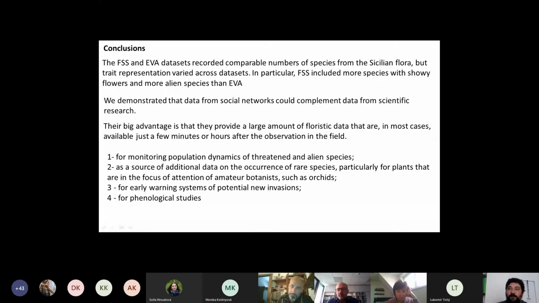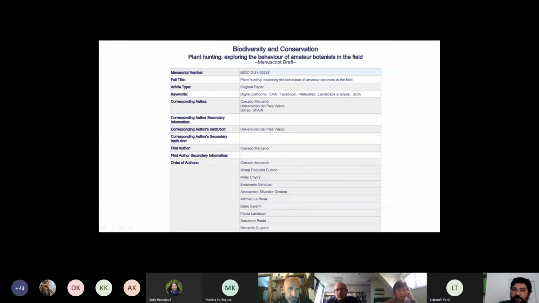But the main problem in Facebook until now is that we don't have easy data access, so maybe this part could be improved to have easier access to this data, and also the geotagging. But we go on to a second paper that was centered on the behavior of amateur botanists in the field.